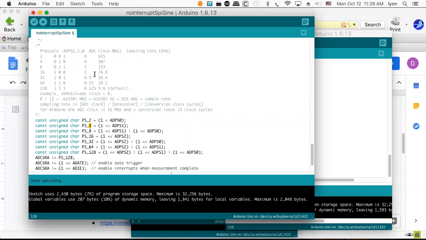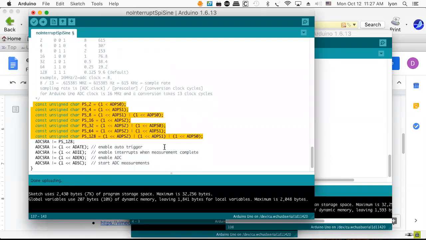That's going to set both ADPS1 and ADPS0. ADPS2 alone will give you a divide by 16. That's a nice way to go, because you're setting the bits all at once, doing it surgically without using the so-called SBI and CBI, or set bit and clear bit, invocations. And these are all preset as constants.